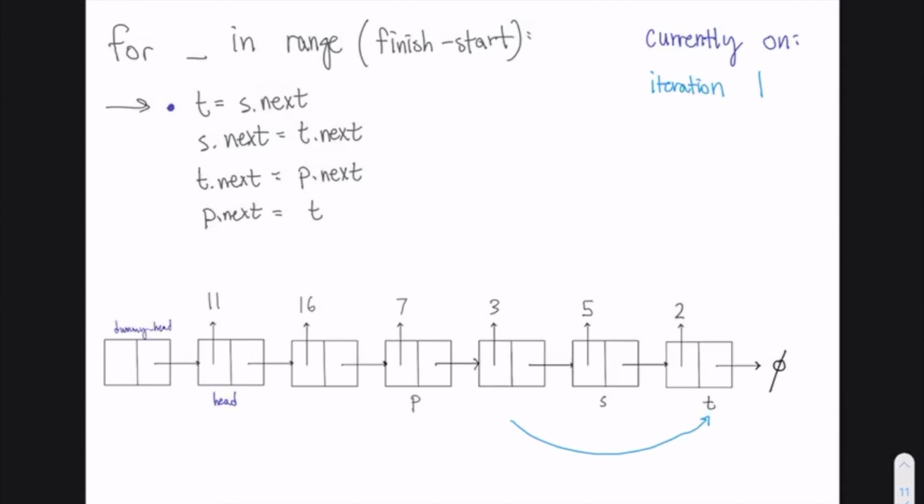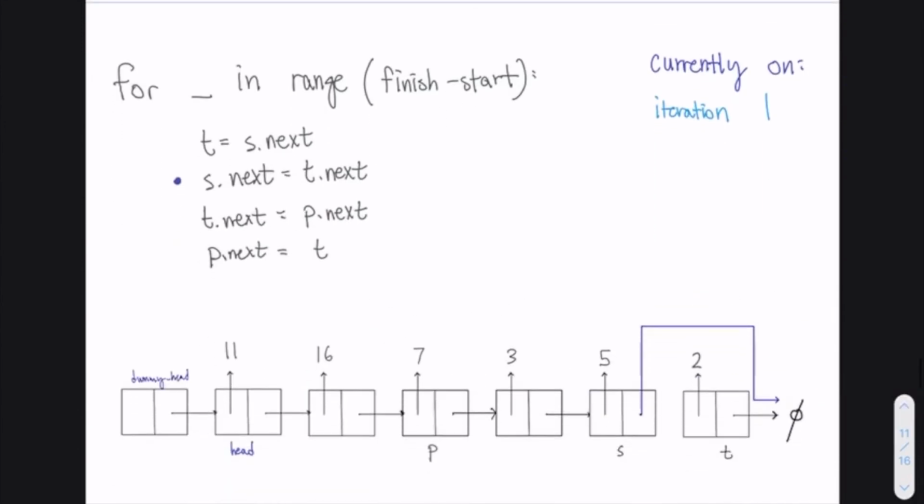So now that we've moved t over, we can do this for loop all over again with iteration 1, where s.next is equal to t.next. So s.next, which was originally pointing to t, is now going to point to t.next, which is interestingly null. t.next is null because there are no nodes that come after the node that contains 2, and the node that contains 2 is actually a tail node. So that's okay to do.